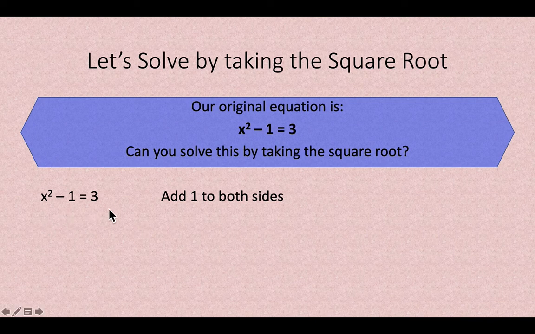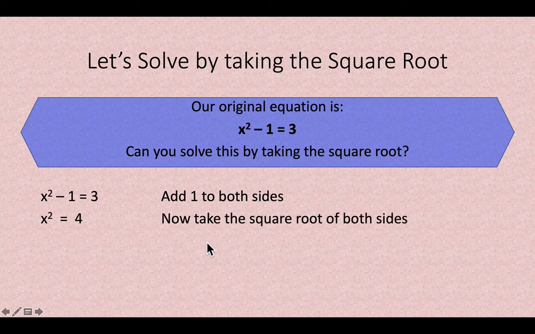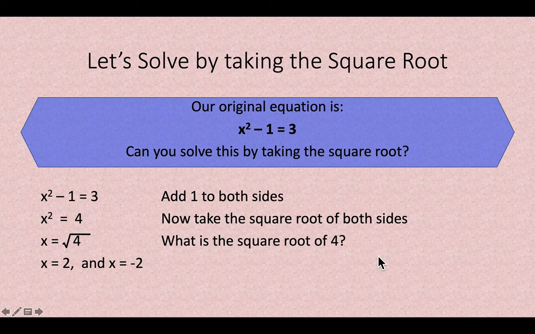So we start with our original equation. We add 1 to both sides, and that gives us x squared equals 4. Now we take the square root of both sides. So we get x equals the square root of 4. And what is the square root of 4? X equals 2 and x equals negative 2.